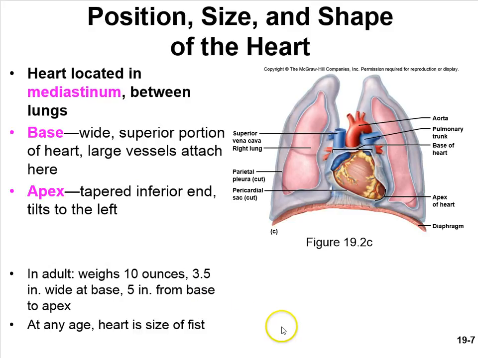The heart is located in an area between the lungs called the mediastinum. This area here, labeled on the diagram, is called the base of the heart, whereas the tapered inferior end here is called the apex of the heart. In an adult, it weighs about 10 ounces, and at any age is about the size of a fist.